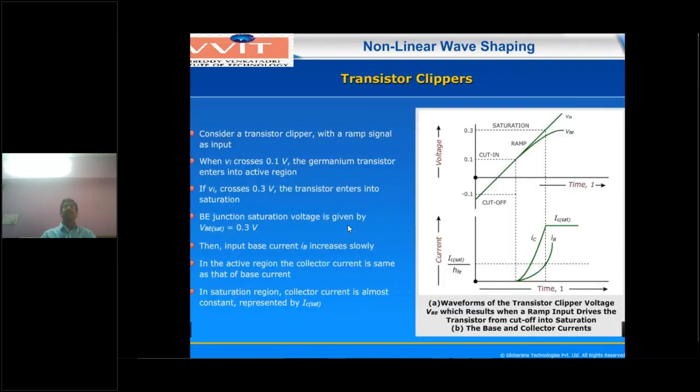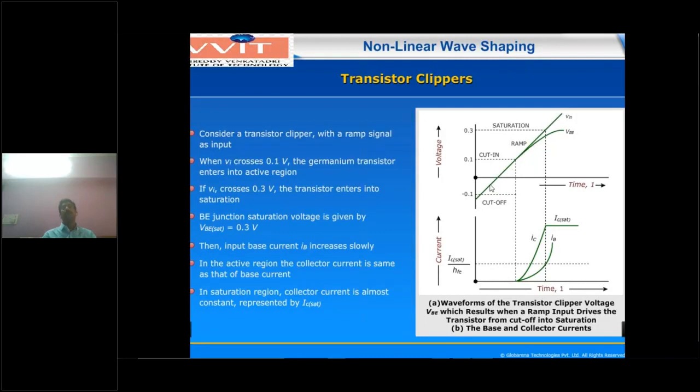Next is the transistor clipping operation. I can take one example waveform. Previously it was a sinusoidal waveform, now you are considering a ramp waveform example. The input waveform will vary from a negative value, below minus 0.1, and increase to a positive value. So the corresponding ramp waveform we are applying.